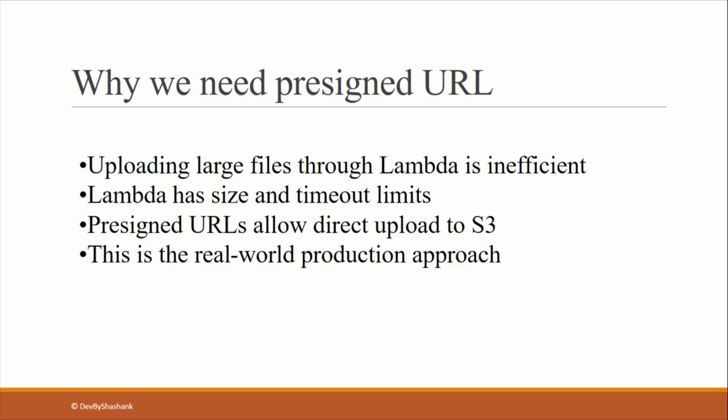Let's say we have large files and we want to upload them to S3. Doing it through Lambda is inefficient, and Lambda has size and timeout limits. Presigned URLs allow direct upload to S3, and this is how it works in real production systems.